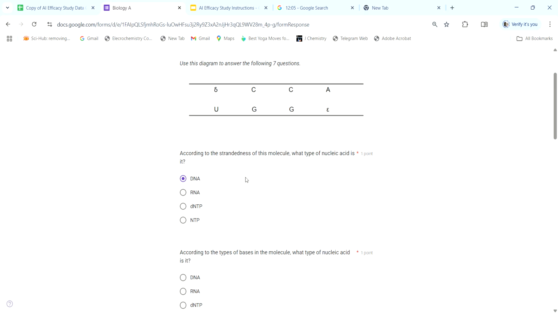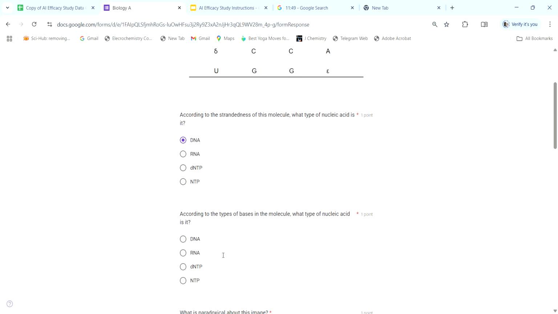Next question, according to the types of bases. So if there is a uracil, so that should be RNA. According to the types of bases in the molecule, what type of nucleic acid is it? DNA, RNA, DNTP or NTP. So it should be, I think, RNA.